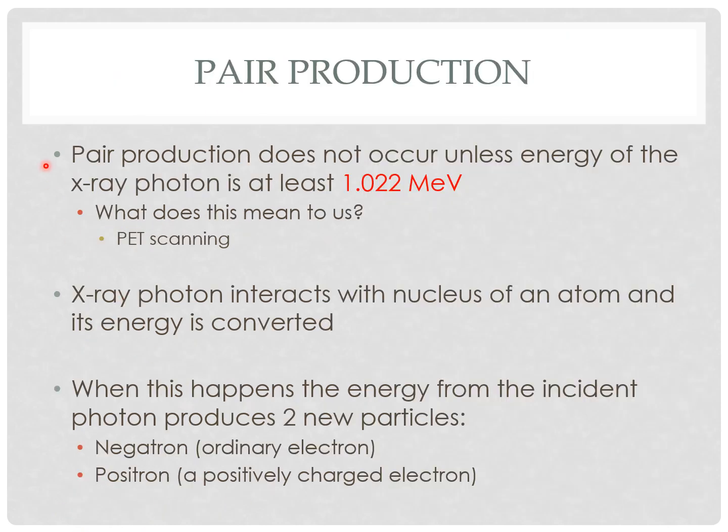Pair production happens in radiation therapy. Pair production does not occur unless the energy of the X-ray photon is at least 1.02 million electron volts. What does this mean to us? This happens in PET scanning. X-ray photons interact with the nucleus of an atom and its energy is converted. When this happens, the energy from the incident photon produces two new particles, a negatron, which is an ordinary electron, and a positron, a positively charged electron.